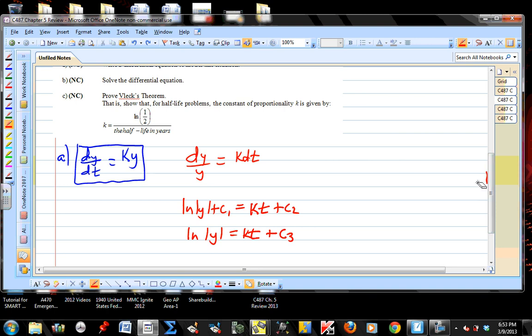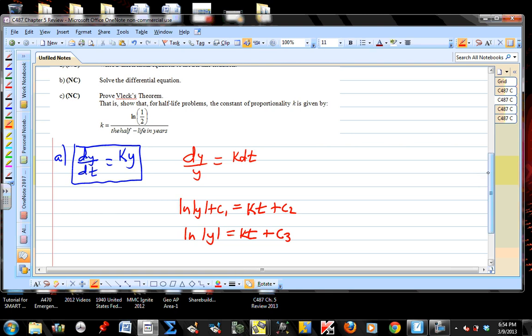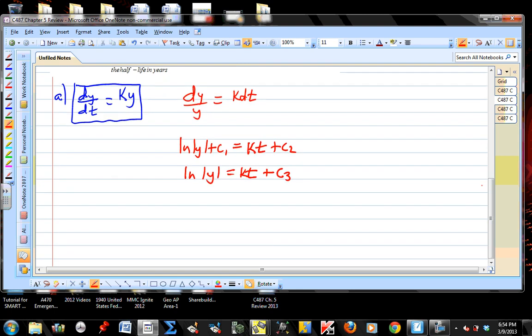And moving on. We want to get y by itself. So how do you get y? How do you get a variable out of a natural log? How do you get the variable out of the input of a logarithm function? Well, use an exponential function. This is going to be e to the kt plus c3 power equals the absolute value of y. Now we're getting closer. e to the kt plus c3 can be rewritten as e to the kt times e to the c3.